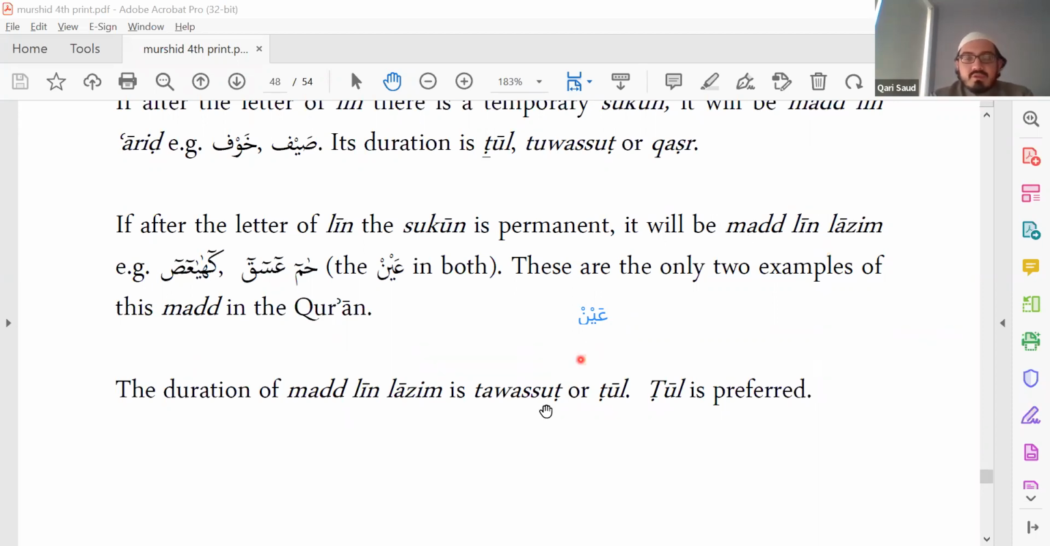And you can do tawassut or tul here. Tul is preferred. Okay. So you can say ayn, and you do ikhfa there because it's followed by sin, right? Noon sakin followed by sin. Ayn sin, and go on. Or you can make it tul. In this example, right? Kaf, ha, ya, ayn, sad, and here the ikhfa or the ghunna will be heavy because it's followed by a sad. All right, I hope that made sense, inshallah.